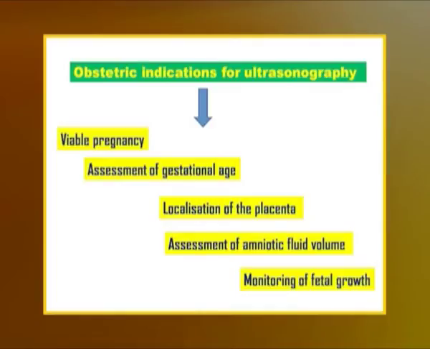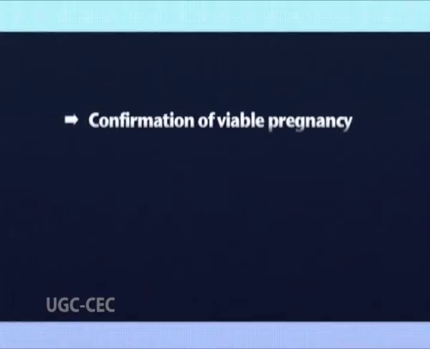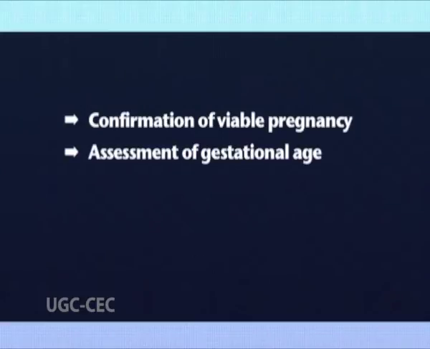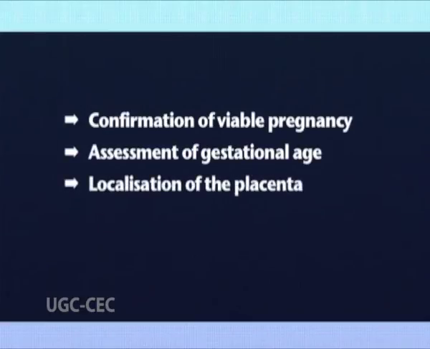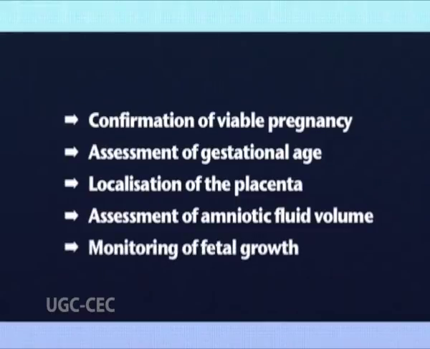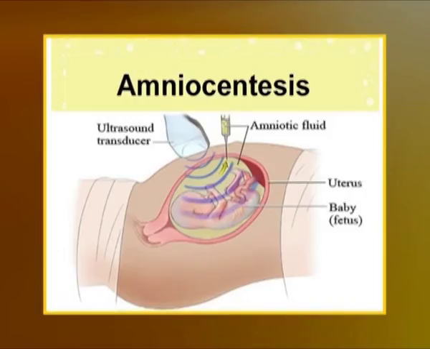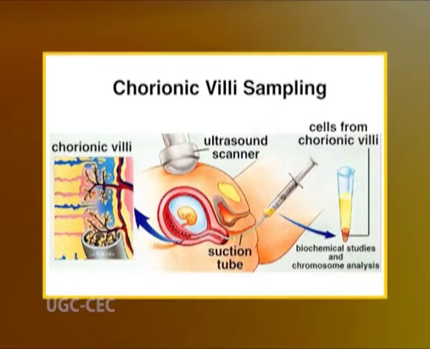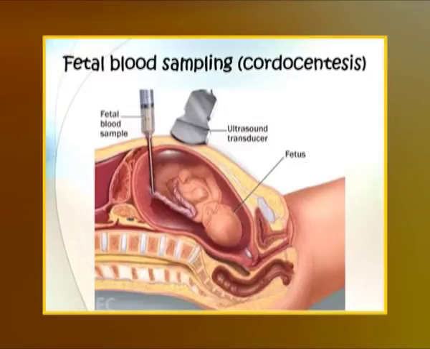are well established and include confirmation of viable pregnancy, assessment of gestational age, localization of the placenta, assessment of amniotic fluid volume, and monitoring of fetal growth. Ultrasonography is an integral part of amniocentesis, chorionic villus sampling, and fetal blood sampling, and provides evaluation of fetal anatomy during the second and third trimesters.